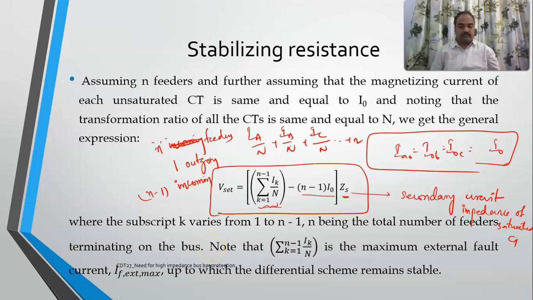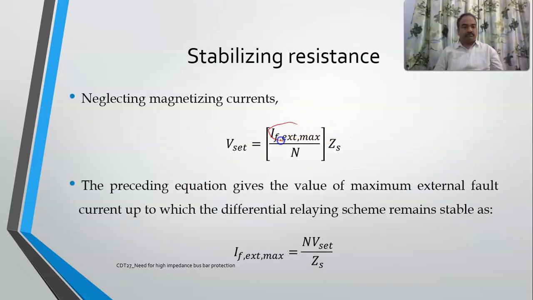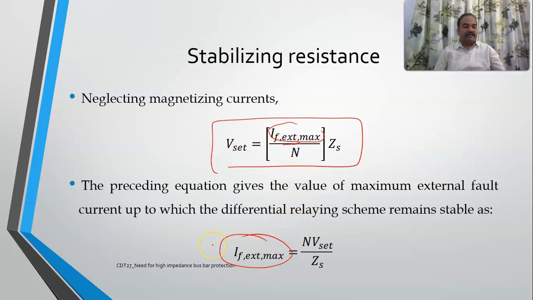Okay, so this is the maximum external fault current. I'll refer to it as maximum external fault current, which will be flowing into the circuit, right? And this is the entire current which is flowing in the circuit, IF external max. So now this is Vset, and we have already seen, right? So what is the maximum external fault current which is to be allowed now, which your relay can detect? It is equal to N into Vset by Zs. This is the maximum external fault current for which your relay can be stable.